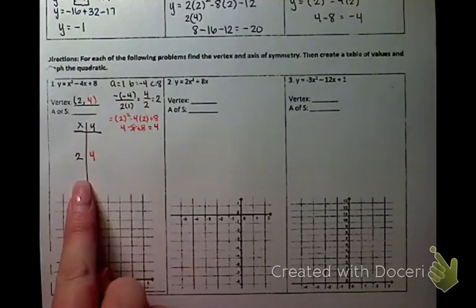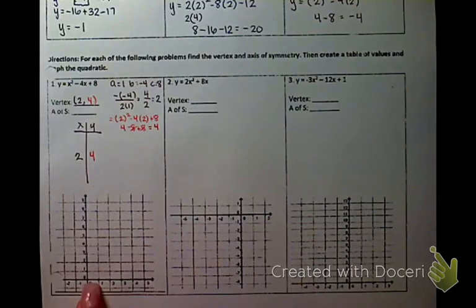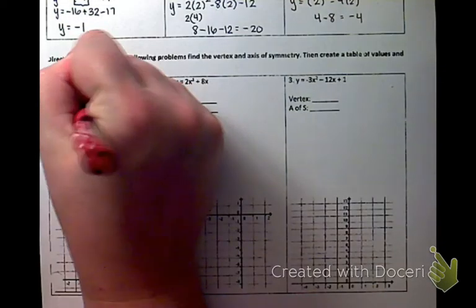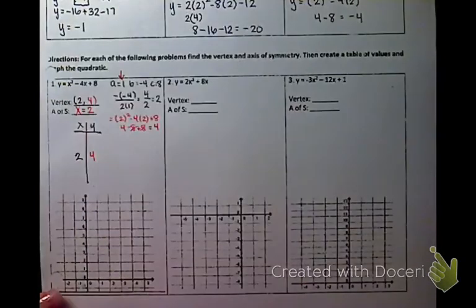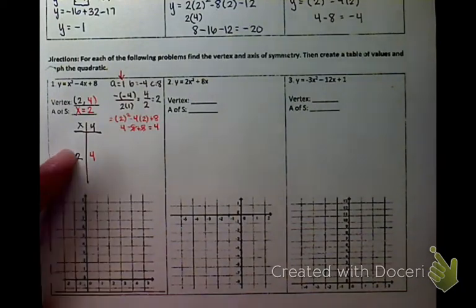Before I complete my table of values and graph, I can say that the axis of symmetry is x equals 2, right? The x value of my vertex. Can you tell me what the orientation is going to be? Hopefully you're saying up, right? So when I graph this, if my graph doesn't face up, I definitely did something wrong because my a value here is positive.